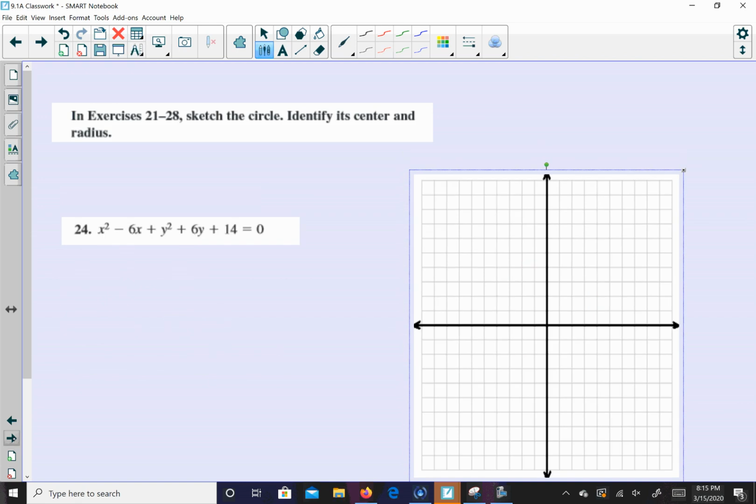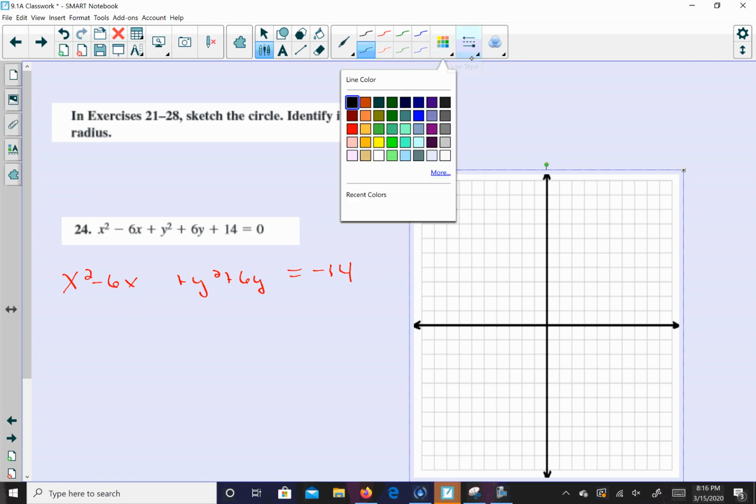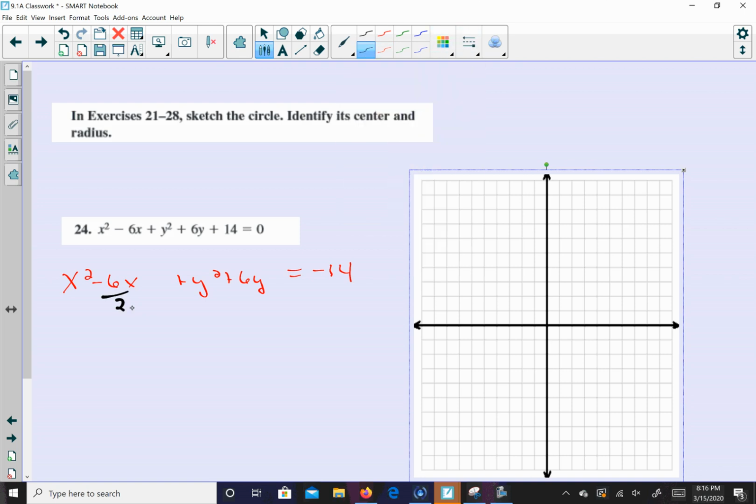Moving on to the next one. I don't have it in standard form, so the first thing I'm going to do is put it in standard form, and then I'm going to identify the center. So I have x squared minus 6x plus y squared plus 6y, and I'm going to put that 14 over on the other side and make it equal to -14. I am going to take half of the 6, so I have to divide that by 2, and when I do that, I'm going to have x, copying down that minus sign, 3 squared. When I take 3 squared, I get 9. So I'm going to have to add 9 here, which means I'm going to have to add 9 to the right side.